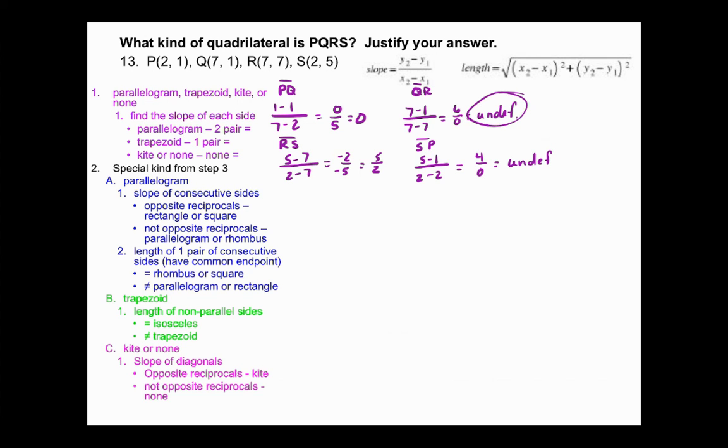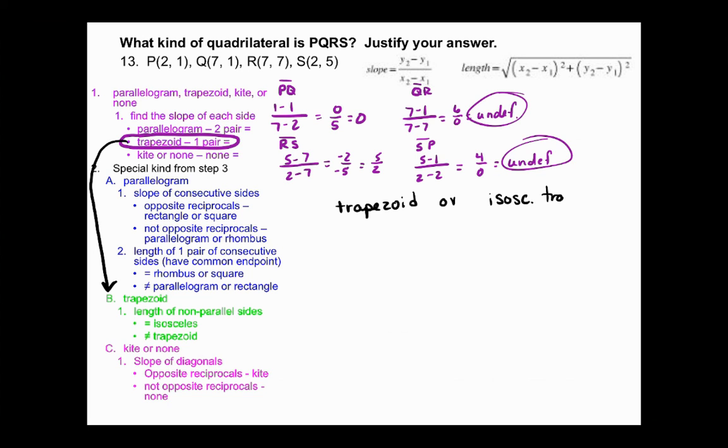And since we have two slopes that are undefined, we have one pair of parallel sides. So we're going to go down to the trapezoid section. So we're now down to it's either a trapezoid or it is an isosceles trapezoid. And at this point, we are now going to calculate the length of the non-parallel sides.